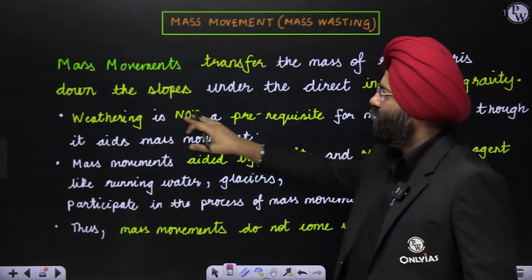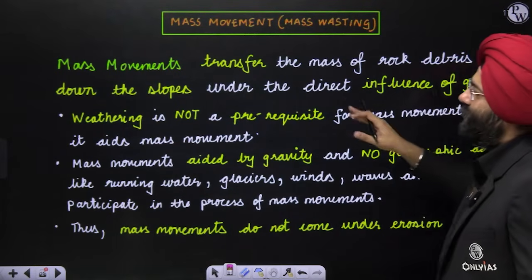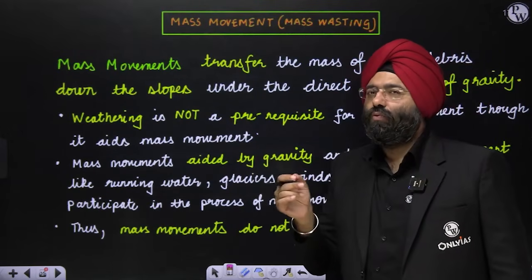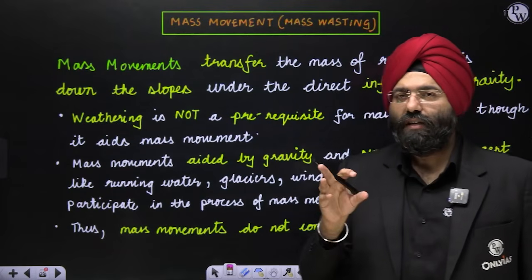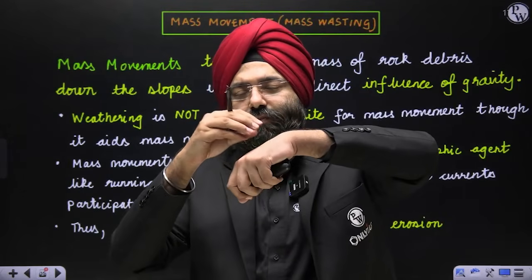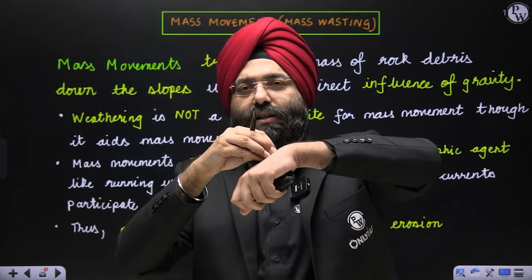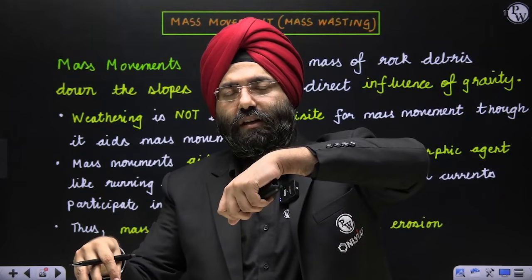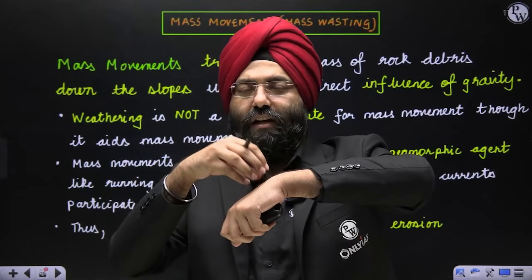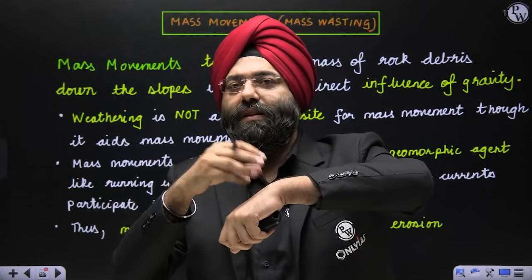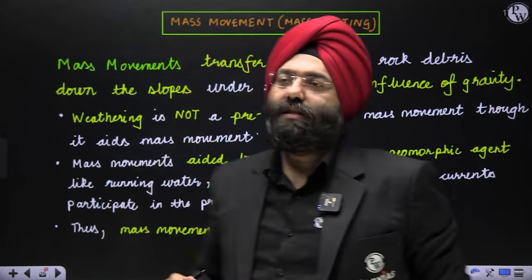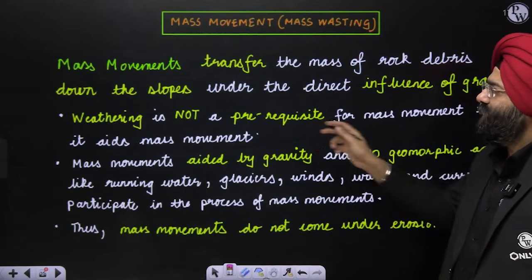So weathering is not a prerequisite for mass movement, though it aids the mass movement. This is again a very, very important dimension. What does weathering do? Weathering basically disintegrates the rock. It is not necessary that disintegration has to always take place. Suppose there is a rock present on a slope and no disintegration has taken place, still it can move down under the influence of gravity. So that is mass movement or mass wasting. If the rock has undergone certain disintegration, that can aid the movement and be helpful, but it is not necessary that weathering always has to take place. So weathering is not a prerequisite.